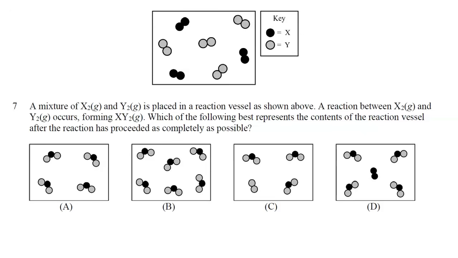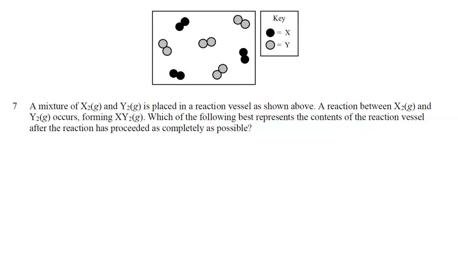Question 7 says a mixture of X2 and Y2 is placed in a reaction vessel as shown above. A reaction between X2 and Y2 occurs, forming XY2. Which of the following best represents the contents of the reaction vessel after the reaction has proceeded as completely as possible? So a good first step in answering this question is to write a balanced chemical equation for the reaction that takes place between X2 and Y2 to produce XY2.